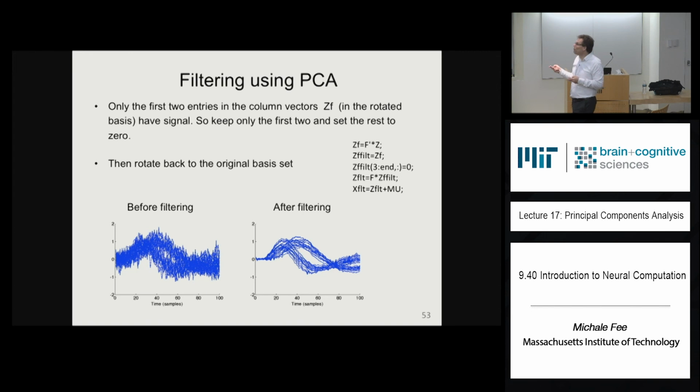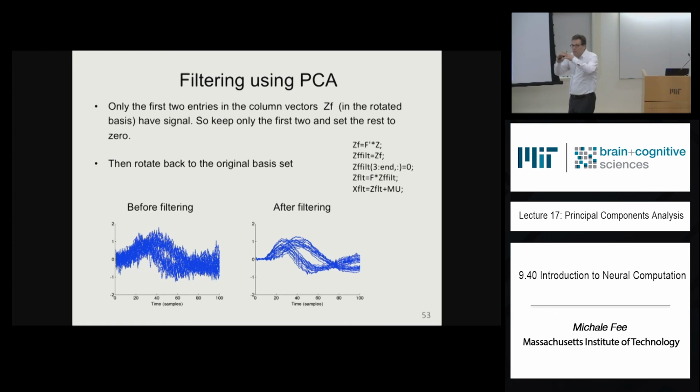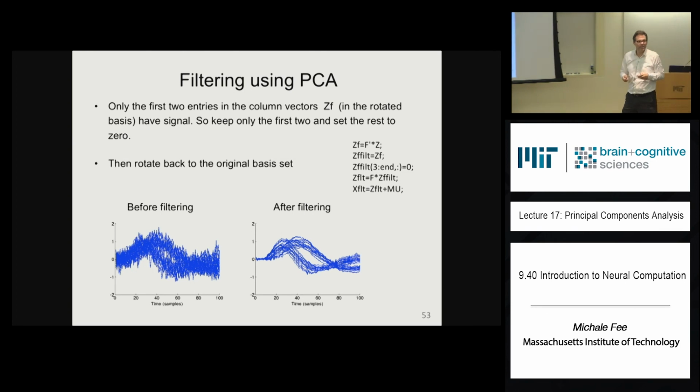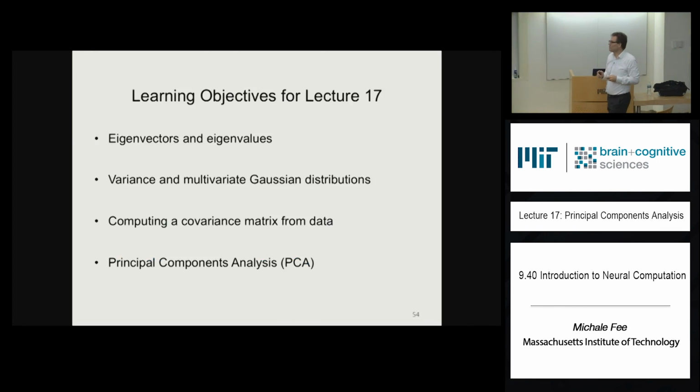Okay? So you found the low-dimensional space in which all the data sits, in which the signal sits. Everything outside of that space is noise. So you rotate the data into a new basis set. You can filter out all the other dimensions that just have noise. You rotate back, and you just keep the signal.